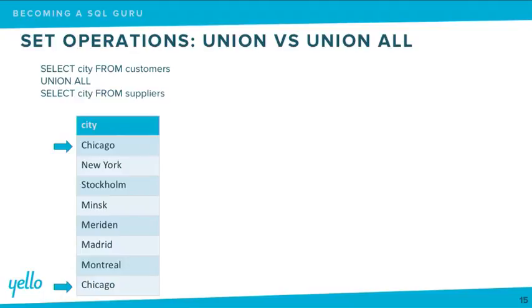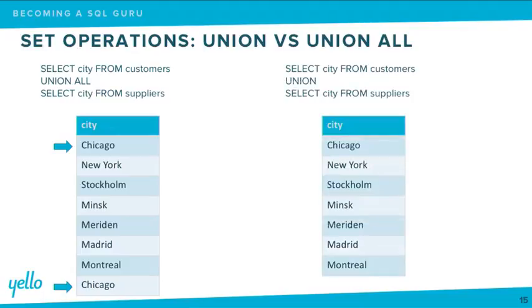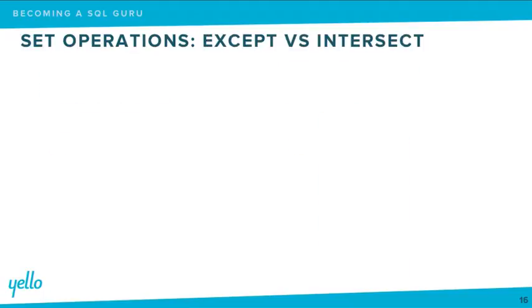list. Now, if I want to get the same kind of list, removing all duplicates, I would simply do a union. So you can see now Chicago's there only once, and we have a distinct list. Any questions on this? Okay.